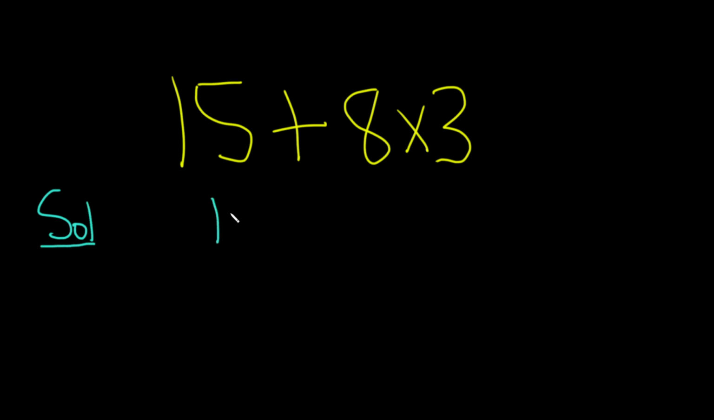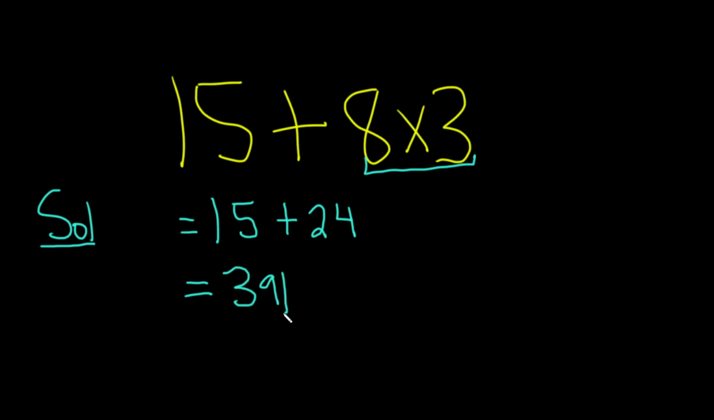So we have 15. And then order of operations says that we want to do multiplication before addition. So this is plus, and then 8 times 3 is 24. So 15 is there, the plus is there, and then 8 times 3 is 24. We do multiplication before we do addition. And now we can perform the addition. 15 plus 24 is going to be 39. And that would be the answer there.